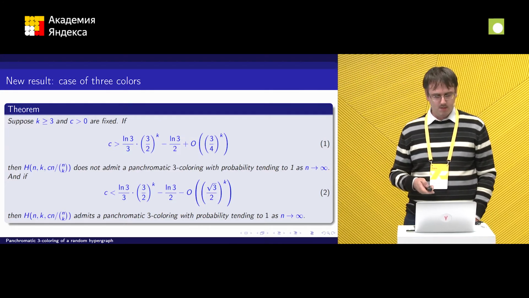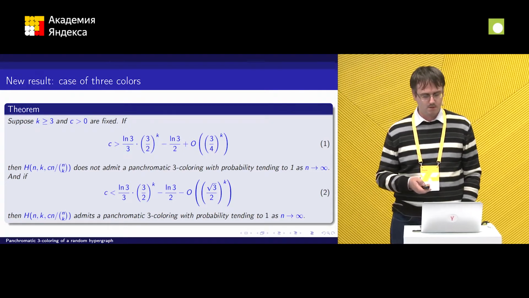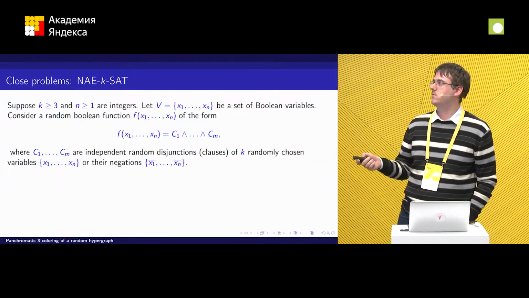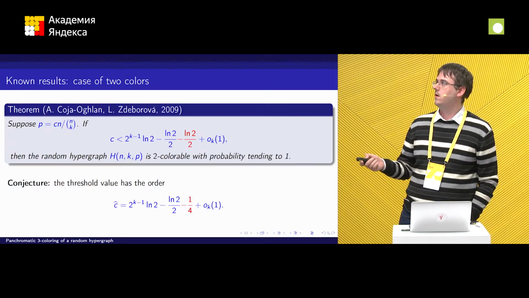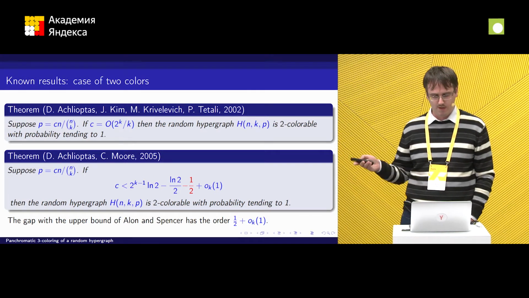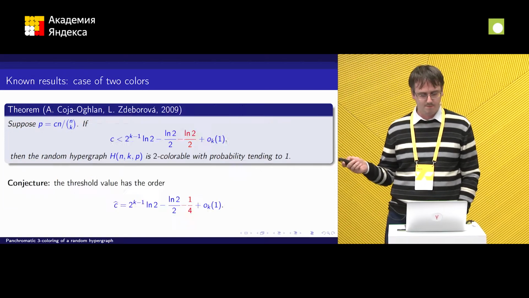Now some ideas of the proof. Maybe it is the most interesting case because it's very natural to expect that the results will be the same. For the case of two colors, as I have already said, by using the second moment method, Achlioptas and Moore did not get very tight bounds. They had a constant gap.